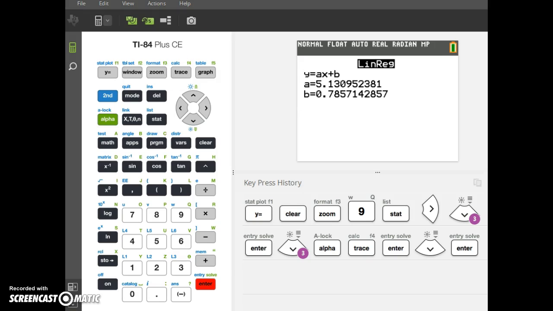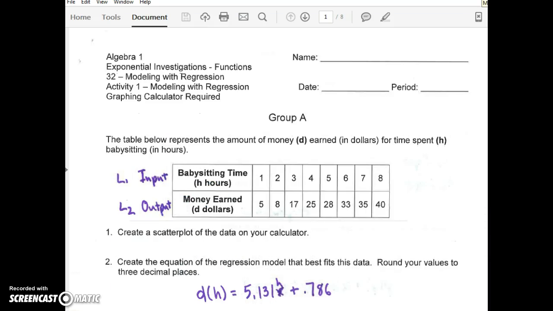Let me show you what the equation looks like in our context. Because it's the number of dollars dependent on hours, my input is actually H and not X, and my output isn't Y, it's D of H, dollars dependent on hours. So it's D(H) = 5.131H + 0.786.